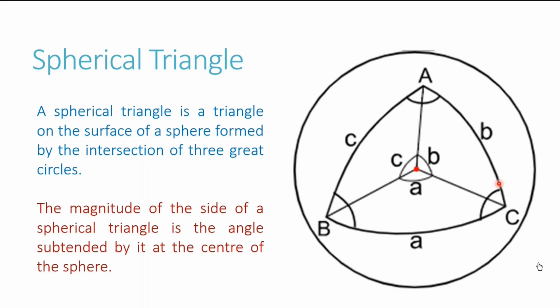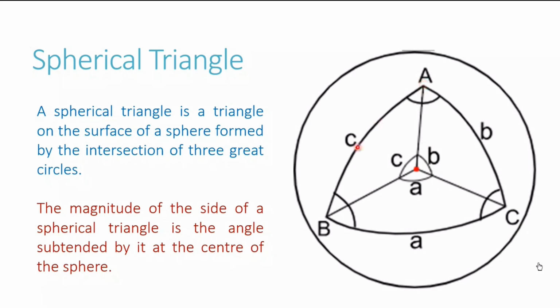Now, in a triangle, there are total 6 components. There are 3 angles and 3 sides. In plane geometry, the angles are measured in degrees, whereas the sides are measured in units of length, that is meters, centimeters, millimeters, etc. But in a spherical triangle, there is a significant difference. All these 6 parts, that is the 3 angles of the spherical triangle, like in this case, angle A, B, and C, as well as the 3 sides of the spherical triangle.